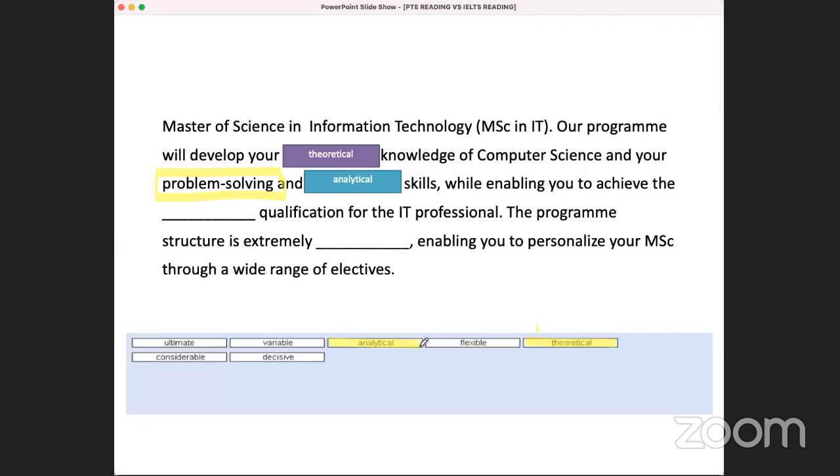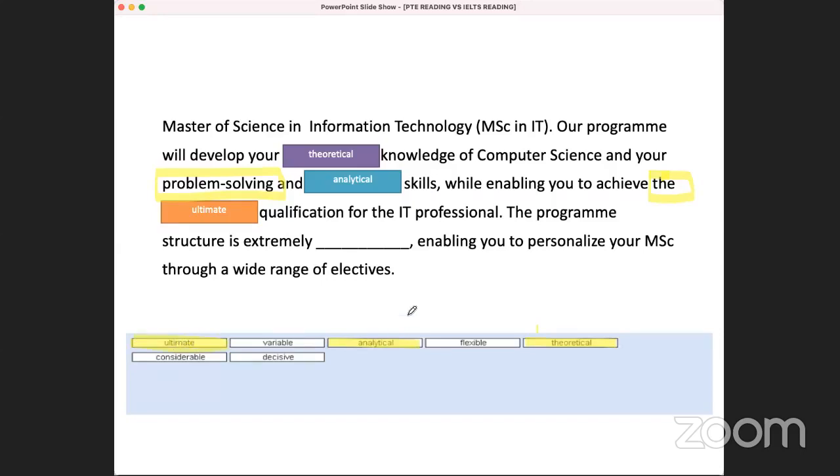While enabling you to achieve the, okay, look at this word right here, the blank qualification, the ultimate, the variable, the flexible, the considerable, or the decisive qualification for the IT professional. The means to say one and only. We have a very specific article here, a definite article. So what do you think is the correct response? Correct answer is ultimate. Okay, so there you go, ultimate.